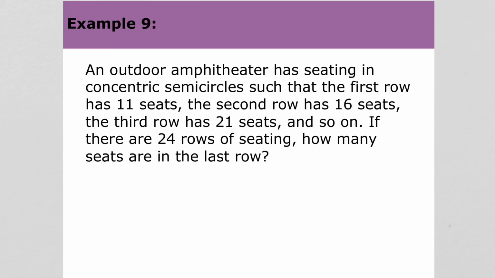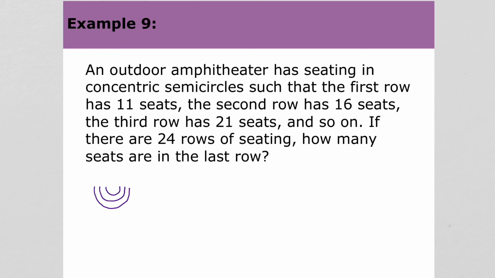Our last example says an outdoor amphitheater has seating in concentric semicircles so that the first row has 11 seats, the second row has 16, the third has 21, and so on. There's your first row with 11 seats, your second row with 16, and the third, and you can see how the rows get longer so that you can have more seats. How many seats are in the last row if there are 24 rows of seating?